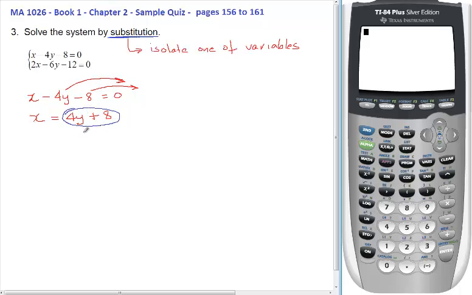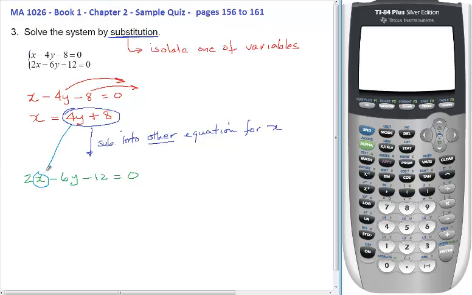After you isolate one of the variables, then comes the substitution part. Substitute this into the other equation. Don't put it back in the same equation, everything will cancel out. Put it into the other equation for whatever variable you isolated, in this case x. So we take the other equation, 2x minus 6y minus 12 equals 0. Let me use a different color. We take out this x and put this in for that x.